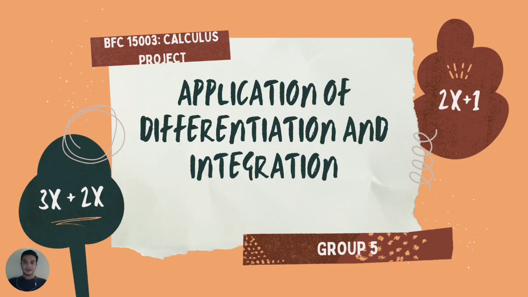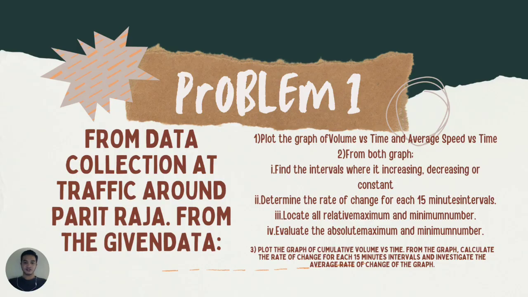Hello everyone, my name is Hubert Yutam. For my part of the presentation, I'm going to present problem 1. The question asks us to plot the graph of volume versus time and average speed versus time. From both graphs, find the intervals where it is increasing or constant, determine the rate of change for each 15 minutes interval, then locate all relative maximum and minimum numbers.